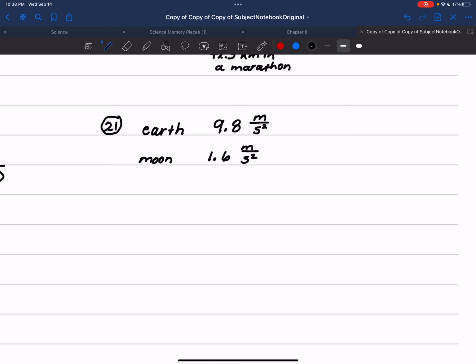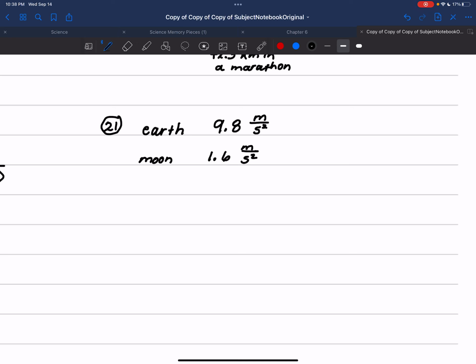Where's my cell phone? Let's figure out what that's talking about. And I should know that anyway. M divided by s squared. That's the measurement of gravity. But what is that talking about? Well, I know what. 1 meter divided by a second squared. Okay. For us, that's irrelevant. We're going to work this without even knowing that.